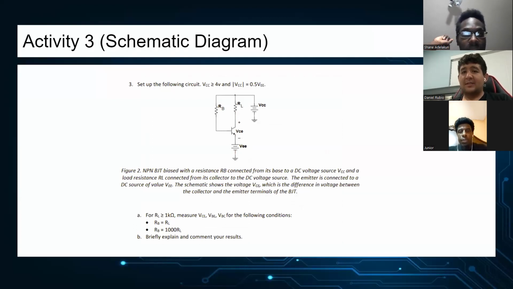This is Activity 3, the schematic diagram, where according to the question, we are to measure VCE, VBE, and VBC on the following conditions, where RB equals RL and RB equals 1000 RL.